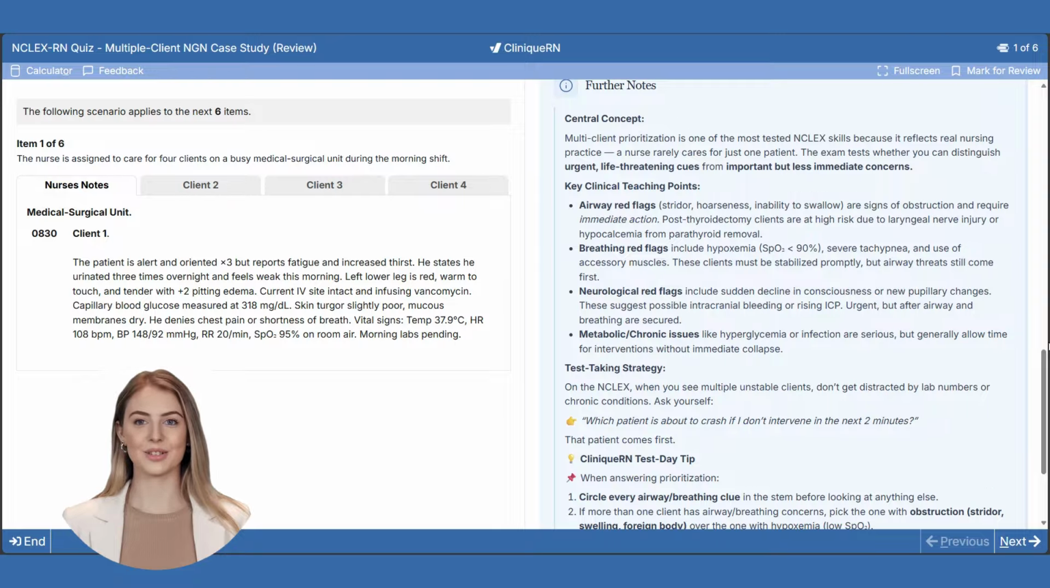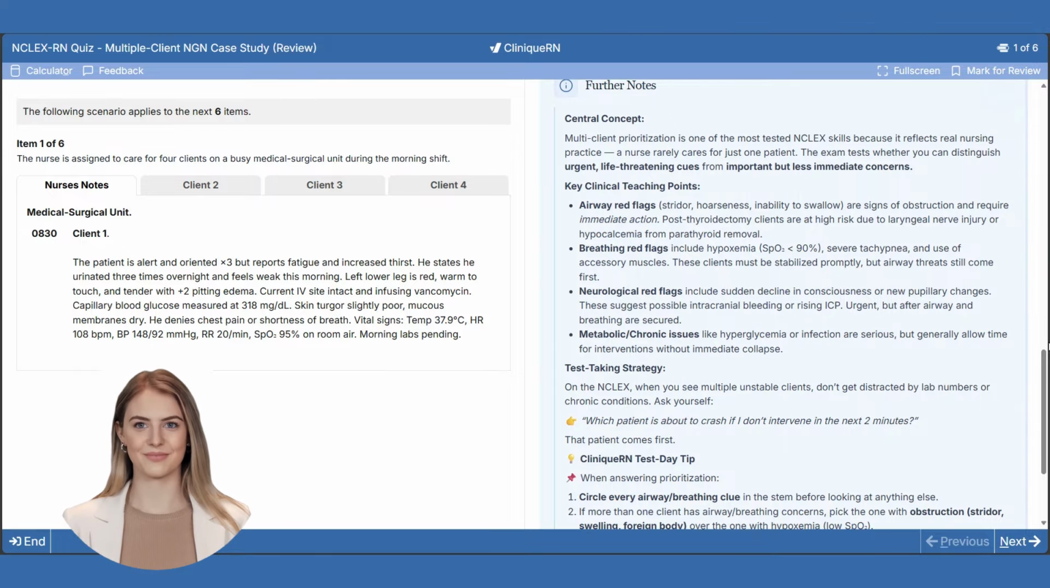Neurological red flags include a sudden decline in consciousness or new pupillary changes. These suggest possible intracranial bleeding or rising ICP. Urgent, but after airway and breathing are secured. Metabolic or chronic issues like hyperglycemia or infection are serious but generally allow time for interventions without immediate collapse.